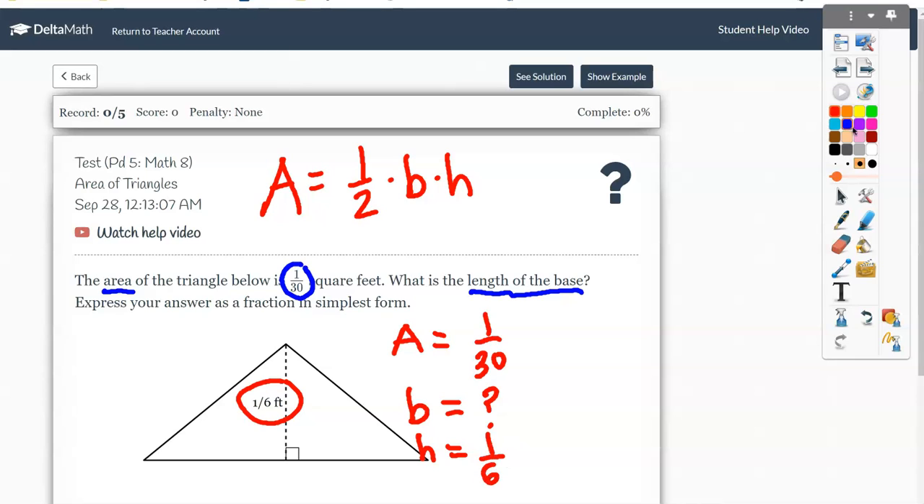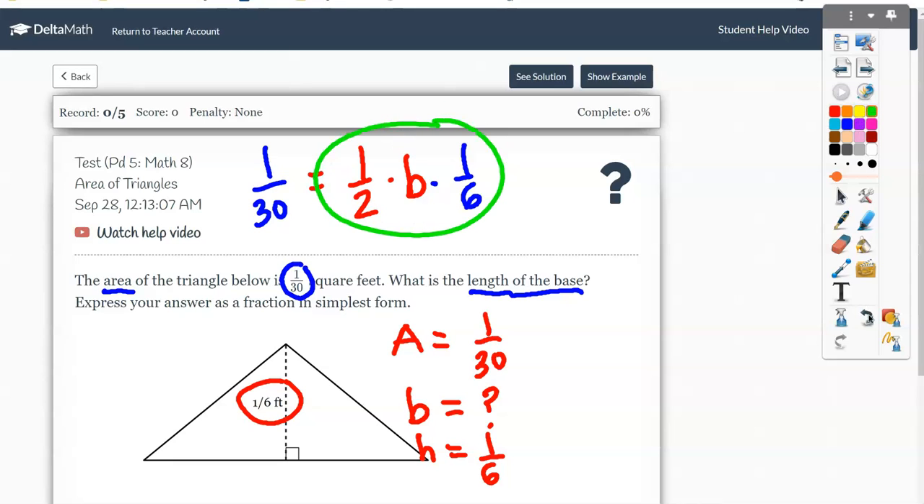So what we're going to do now is go up to our formula here, and erase and replace the information we know. So let's erase the letter A and replace it with the fraction 1/30. Let's erase the letter H and replace it with the fraction 1/6. And now we have only one variable remaining, which is good because you can only solve a problem with one variable.